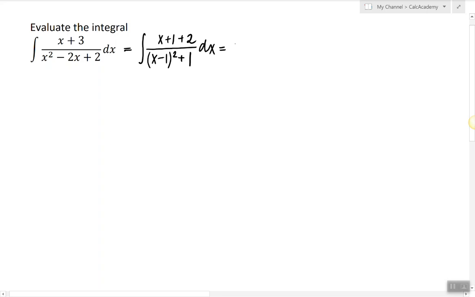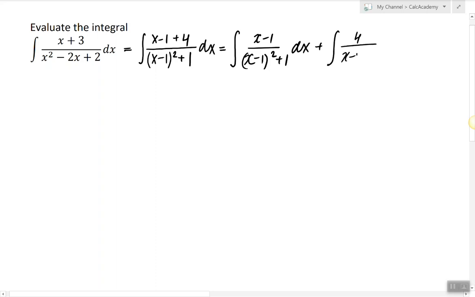Why do we want that? Because now we can split this fraction and the integral into two integrals. And actually, we want to have x - 1 here, not x + 1. So x - 1 plus 4. And here's what we get after splitting the integral into two. And for both of these integrals, we're going to do the substitution t = x - 1.